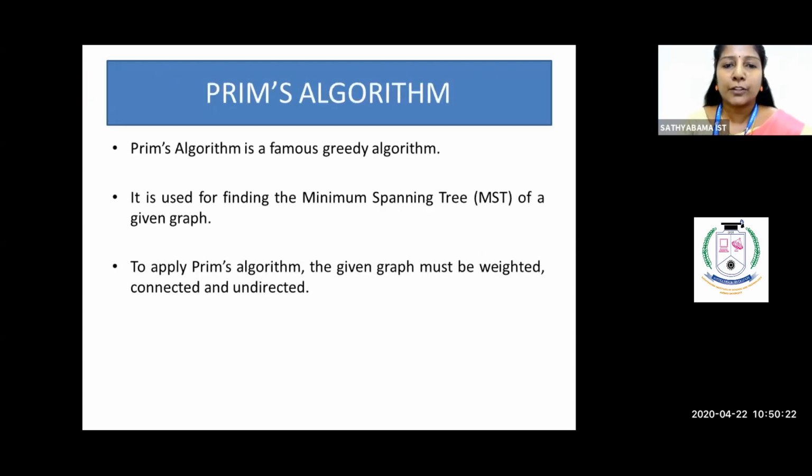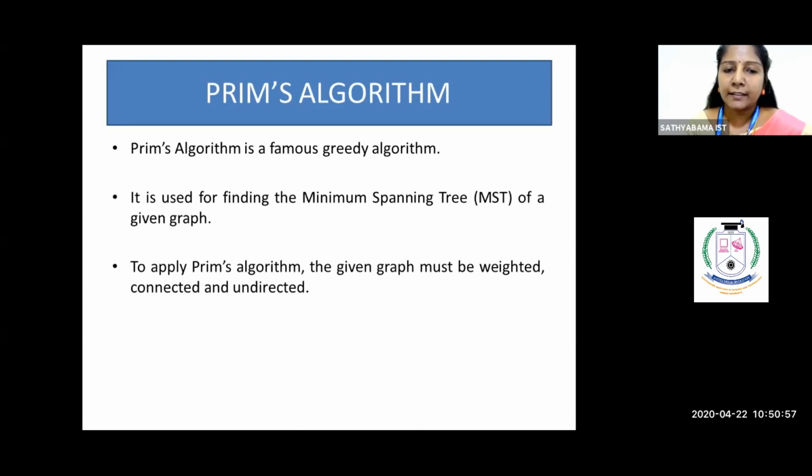Now Prim's algorithm. This Prim's algorithm is a famous greedy algorithm. Greedy is an algorithm design technique that builds up a solution piece by piece. As the name suggests, it always makes the choice that seems to be the best at that moment, and it hopes that this choice will lead to a globally optimal solution. What is the goal of Prim's algorithm? It is used to find the minimum spanning tree of the given graph.